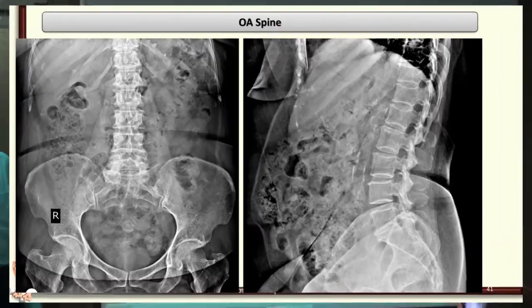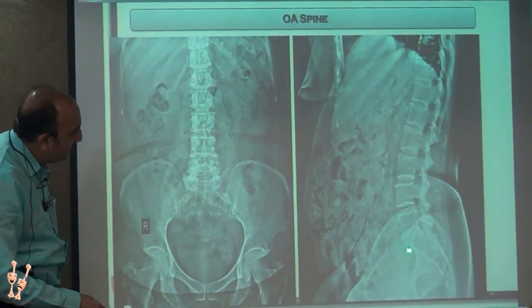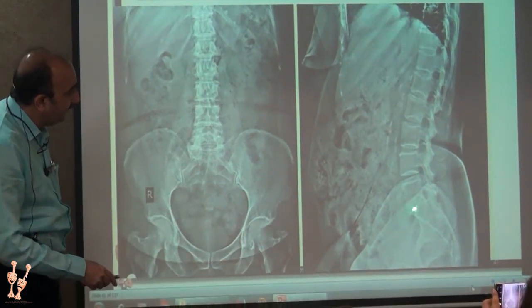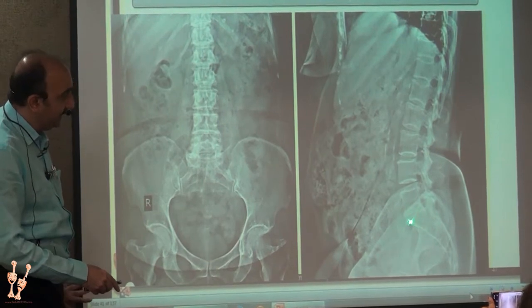Lumbar spine, again same thing. Look for disc degeneration. You can see disc space reduced. This does not mean he has an L5-S1 disc prolapse. He just says that L5-S1 disc degeneration.